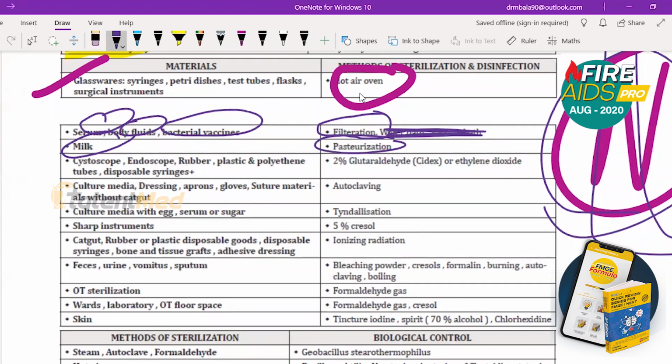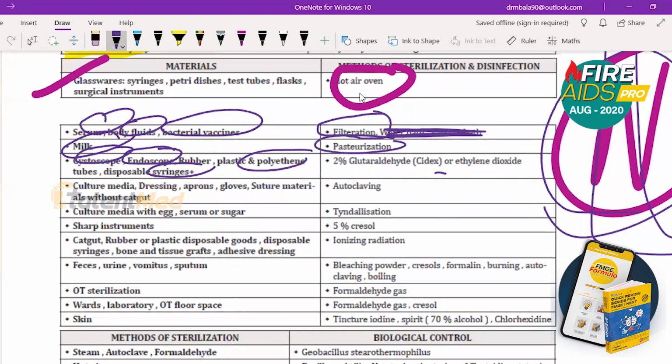Then Cidex. Cidex is something you see often in the OT. It's a colored liquid, often seen in the operation theater. It is used for sterilizing the endoscopes, the cystoscopes, the tubes that are used in surgery, the disposable syringes. So Cidex is used to sterilize them.